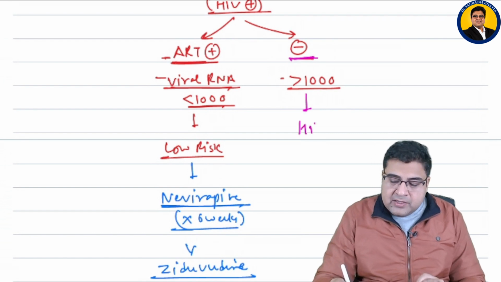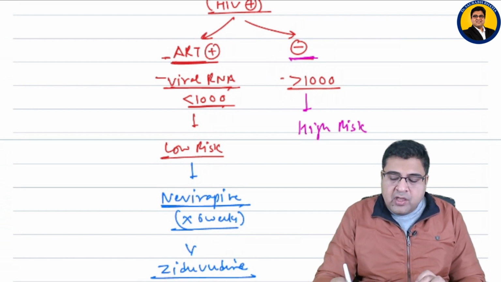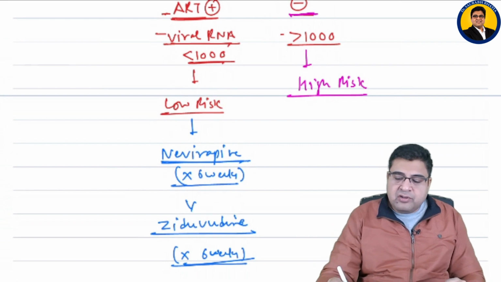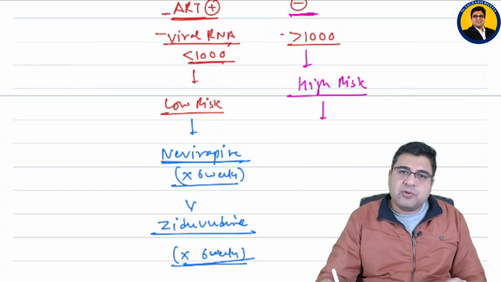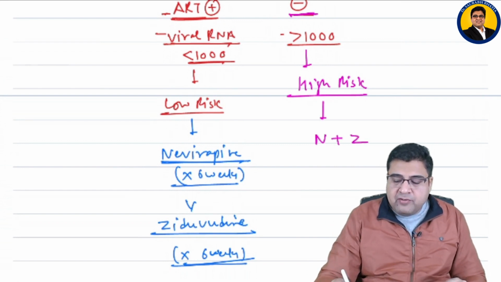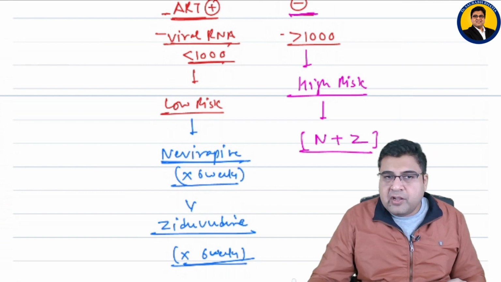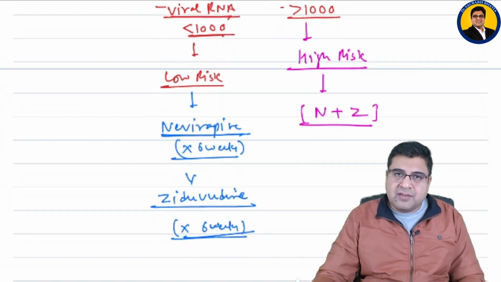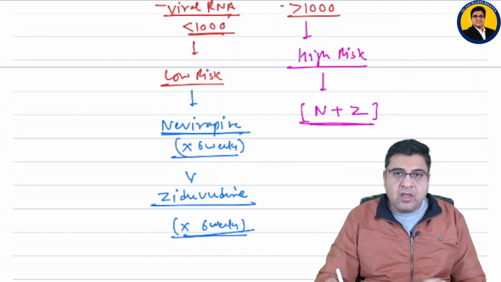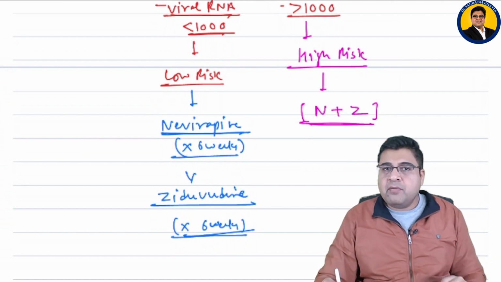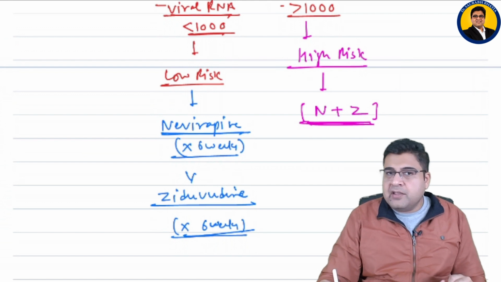high, the baby is at high risk of getting the infection. When the baby is at high risk of getting the infection, now this baby requires two medicines together. So we'll give a combination of nevirapine plus zidovudine. So the nevirapine plus zidovudine combination is given for 6 to 12 weeks. That depends on the breastfeeding. So two medicines are given together.